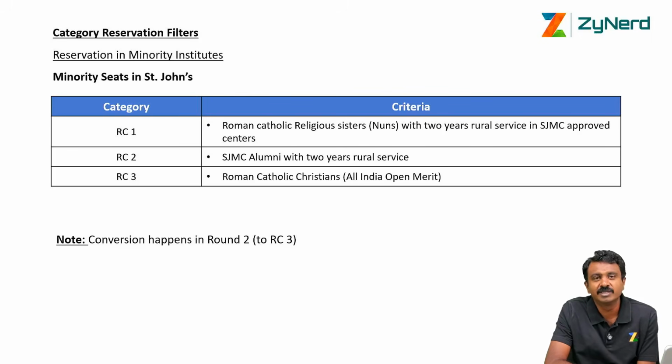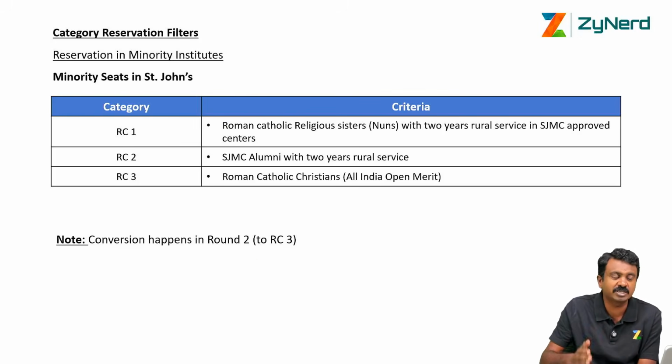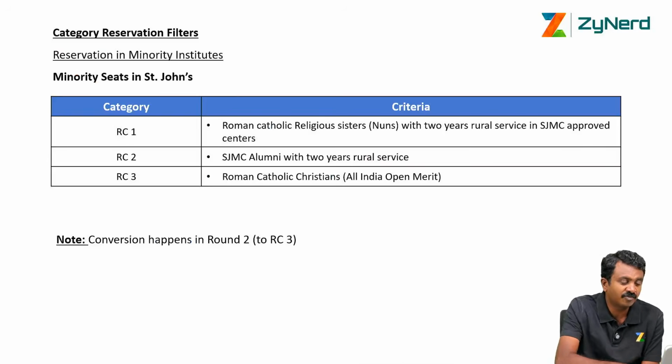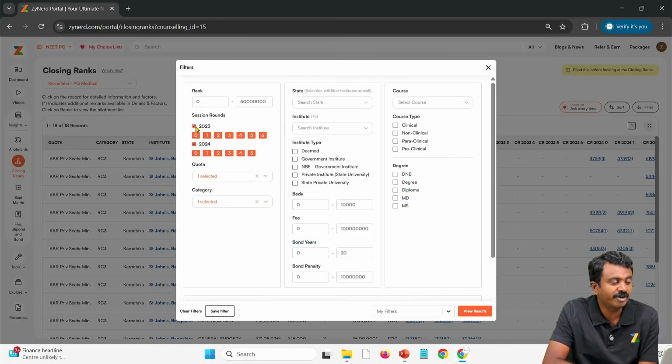Fathers are also eligible with 2 years rural service in SJMC approved institutions. SJMC alumni look at RC2. RC2 to RC3 conversion or RC1 to finally RC3 conversion happens in round 2 itself. So by the end of round 2, everything happens. That is why we are clearly saying take round 2 as a filter here for Karnataka. Karnataka is one of the few states which has not modified its rules to align with all India counselling.